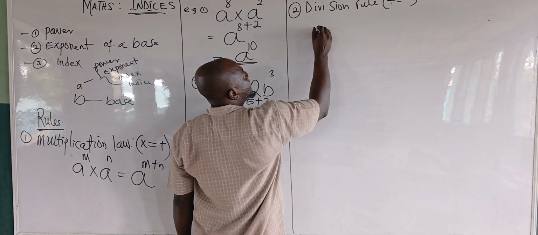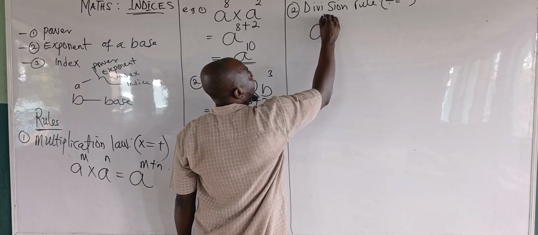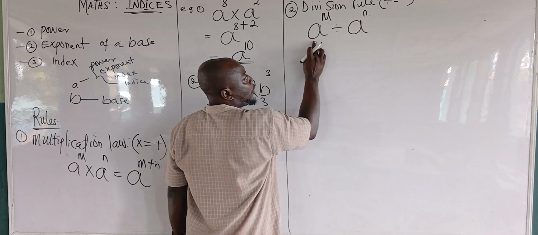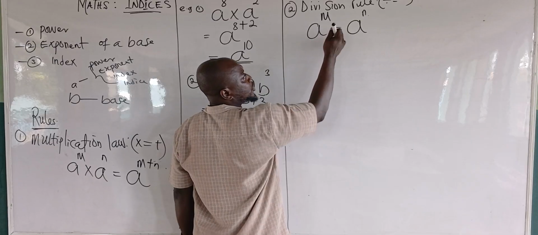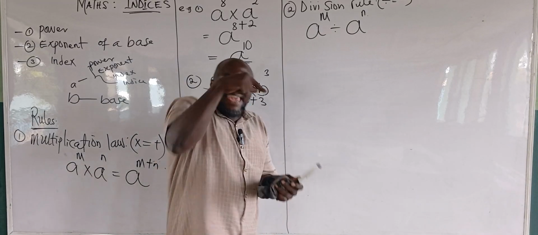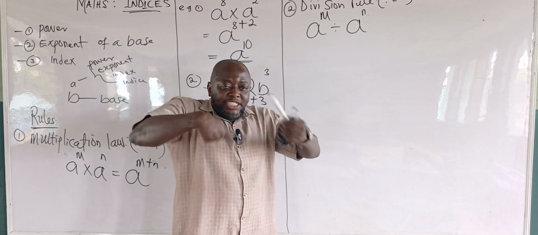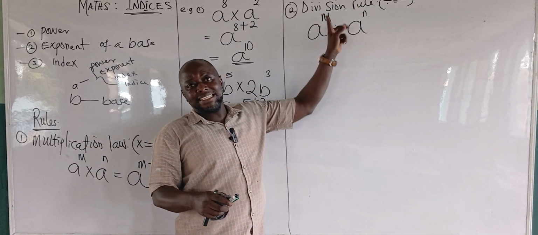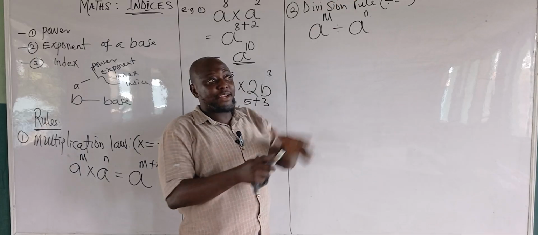If we are given A raised to the power of M divided by A raised to the power of N, observe the letters. Letters are the same. And also this divide is for this base. So how do I give the sign to the powers, the indices, the index, or the exponent? How do I do that?